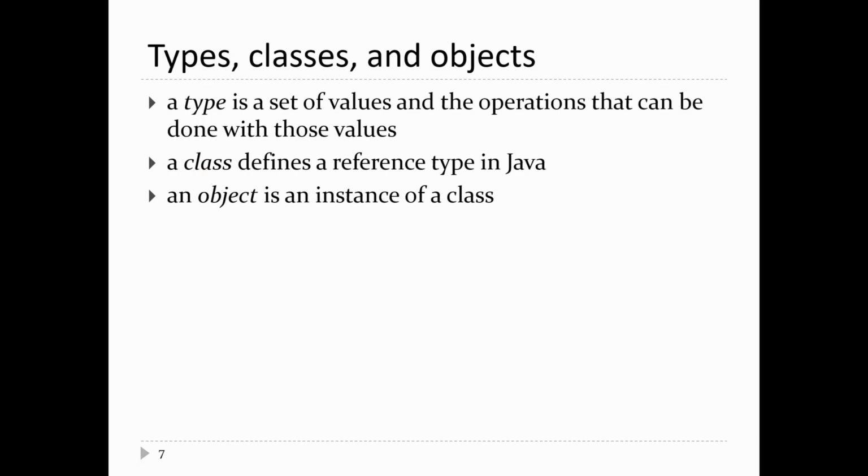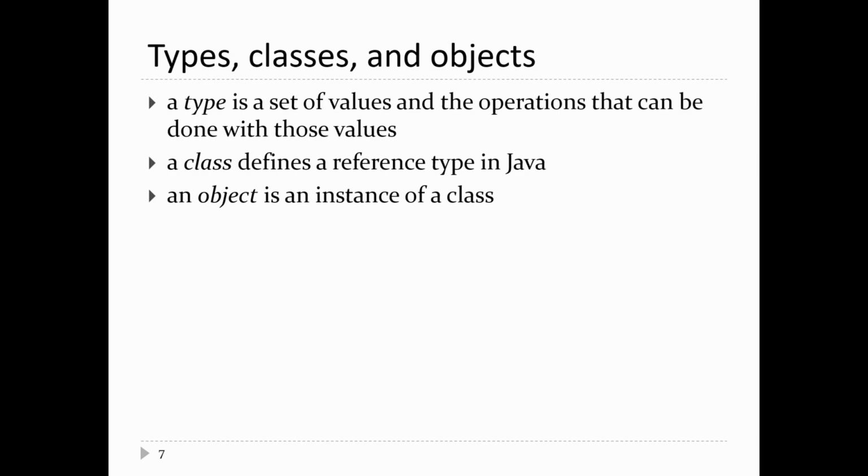Okay, so what's a class? A class in Java defines what's called a reference type. Remember, Java has two different kinds of types: it has primitive types and it has reference types. The reference types come from classes. The other way to think about this is a class is just a user-defined type. So the programmer can define a class, and now you've got a new reference type.